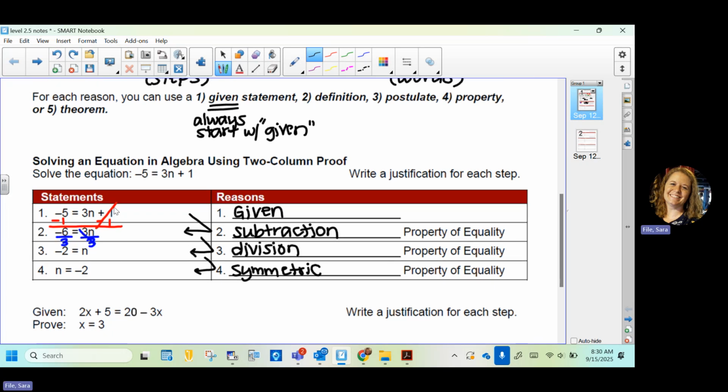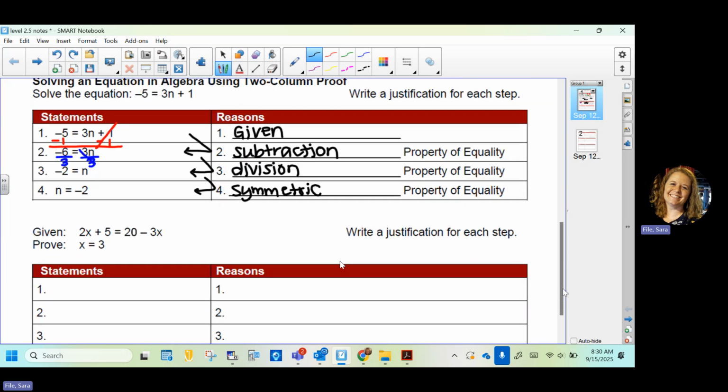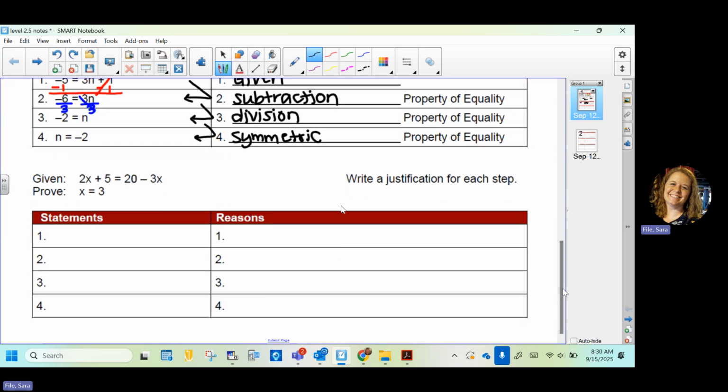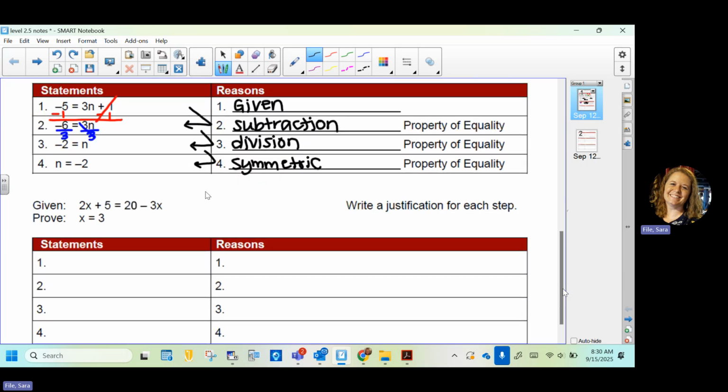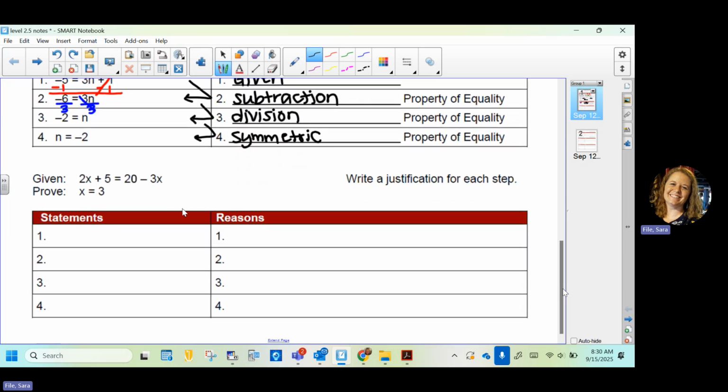So in this one, the statements were all written out. We filled in the reasons. Now in this next one, it's all blank. That was kind of a guided way for us to start. So now we have to fill in the whole thing. Typically with a proof, they're going to be written like this. They're going to say given and prove. So I immediately know my first statement is the equation they gave us.